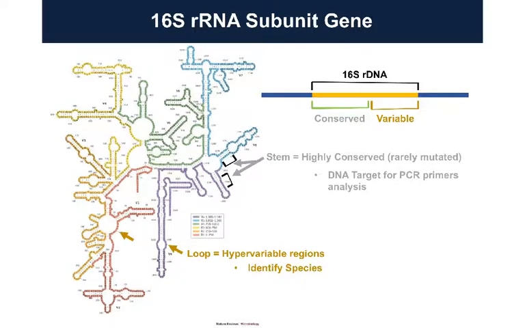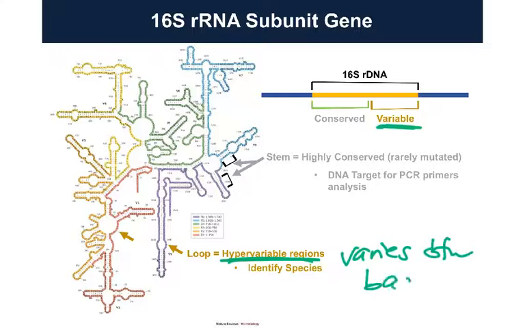The other part of this gene that I want to call our attention to is called the variable region. This hypervariable region is the part that actually varies between bacteria. So when we're doing analysis, we can look at the actual nucleotide sequences of this 16S rRNA in this variable region, and that will help us to actually identify what types of bacteria are present in our sample.